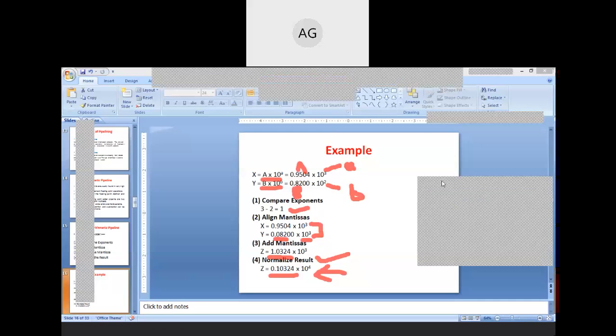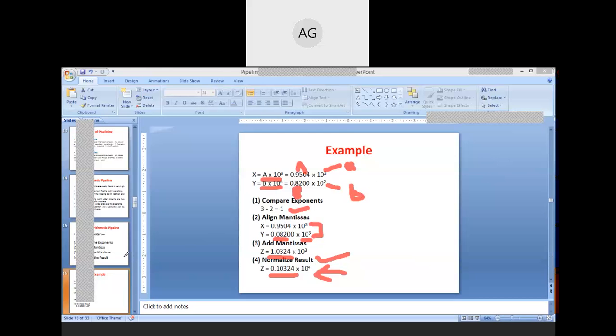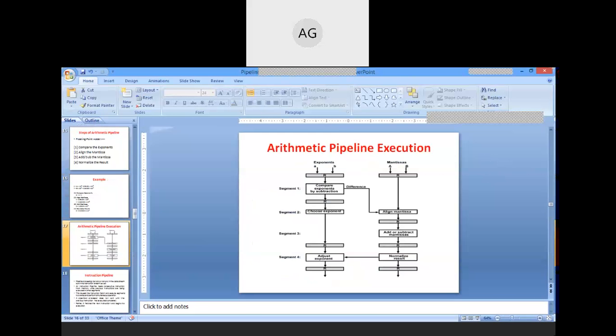If all of you understand it, just write in the chat box so that we can move further to the next topic. Okay. Just remember these four steps in the case of arithmetic pipeline. Moving to the next slide.